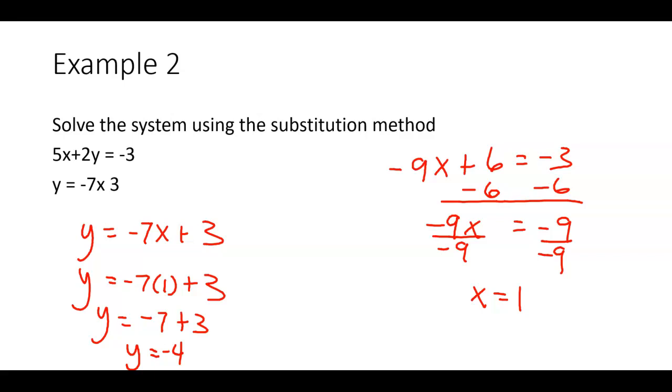Third, sometimes they're intersecting so far off, like out in the 20s or 30s, that you can't see where they're crossing. So graphing has a lot of limits. This avoids all of that. So substitution is another way to solve a system, and it's those five steps.